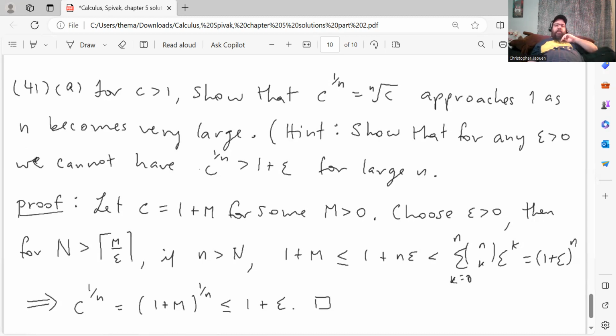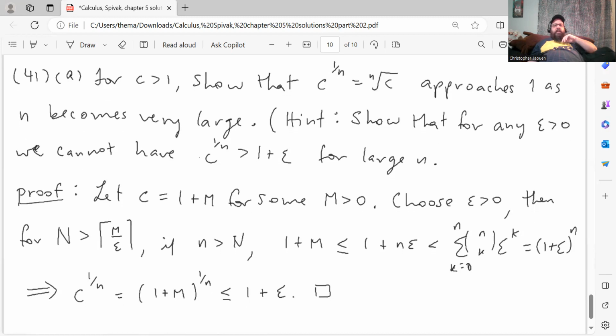For C greater than 1, show that C to the 1 over n power, which is the same thing as the nth root of C, if you just remember that radicals are defined in terms of powers, approaches 1 as n becomes very large. And he gives a hint here. He says, show that for any epsilon greater than 0, we cannot have C to the 1 over n power greater than 1 plus epsilon for large n. It's basically just, you can use Bernoulli's inequality for this. This is just an application of Bernoulli's inequality.